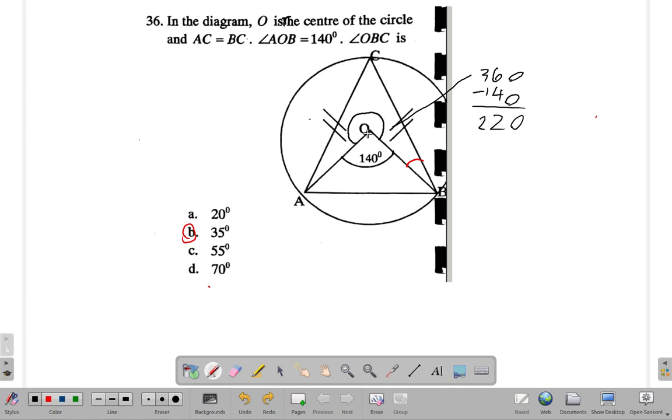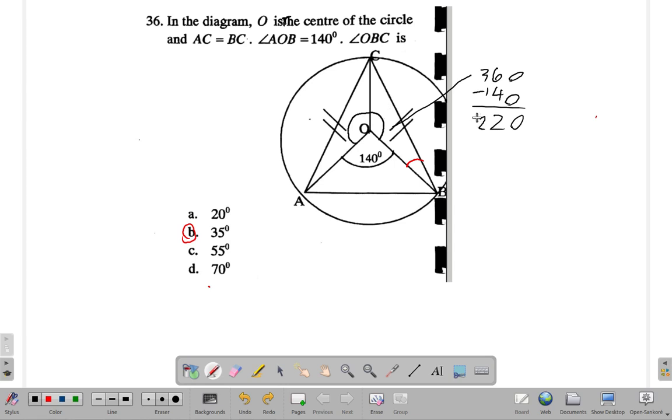Now, this is the center of the circle. So if I draw a line from here, the center, to C, it would cut this angle in two halves. It has to be in the middle, all right? Because this line OB is the radius of the circle, and this line OC is the radius of the same circle. So OB and OC must be equal.